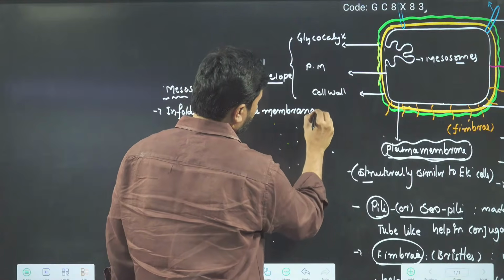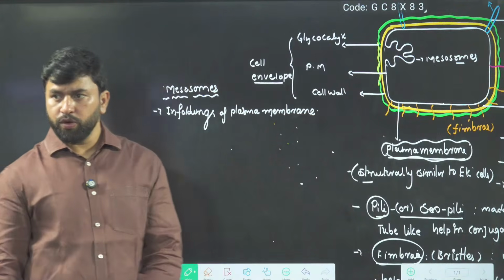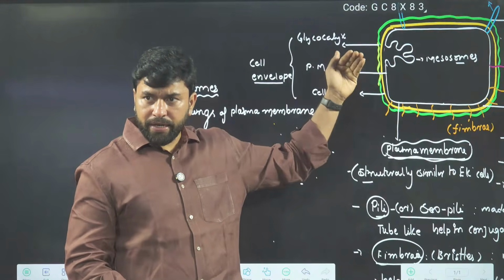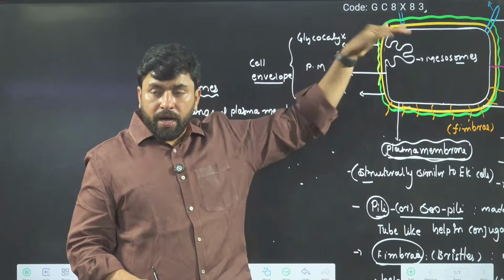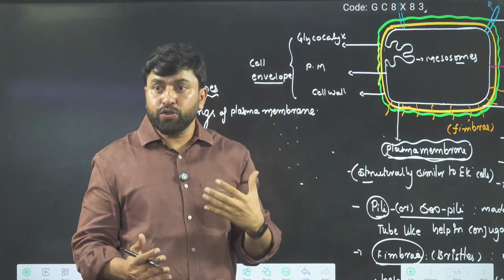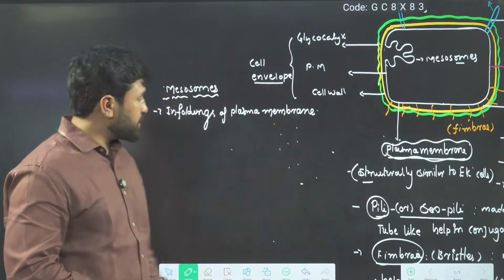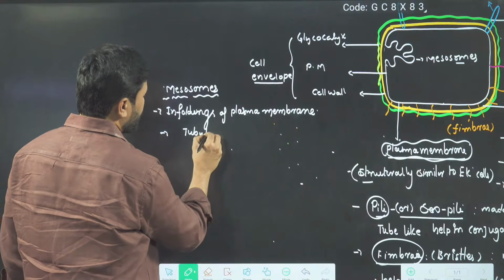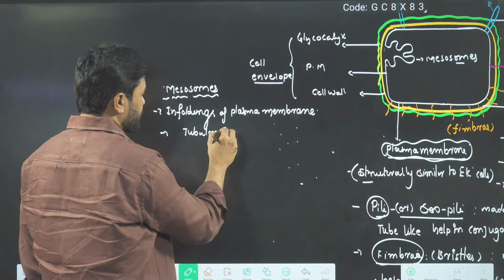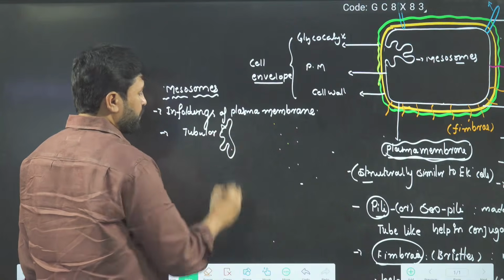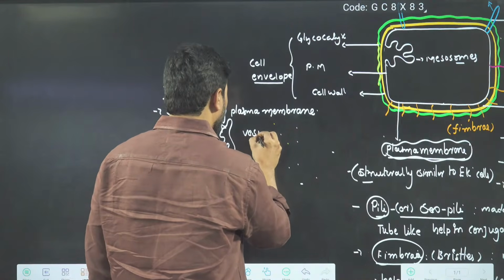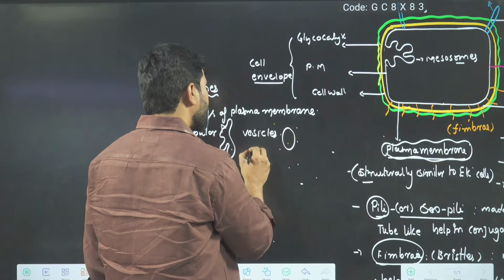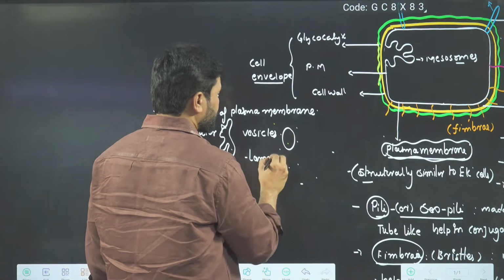Mesosomes are enfoldings of plasma membrane. What do you mean by enfoldings? The plasma membrane itself will fold towards the inner side, and it makes something called a mesosomal structure. In that case, the shape will sometimes be tubular, tube-like structures like this. Sometimes they are vesicular structures like this. Sometimes even they are lamellae.